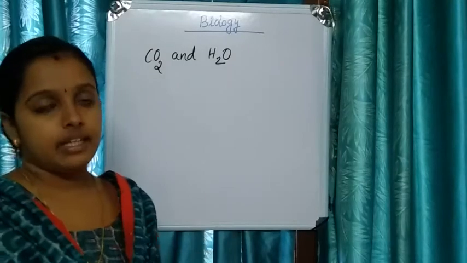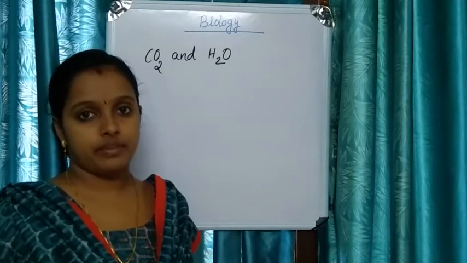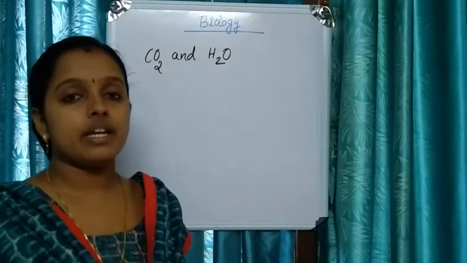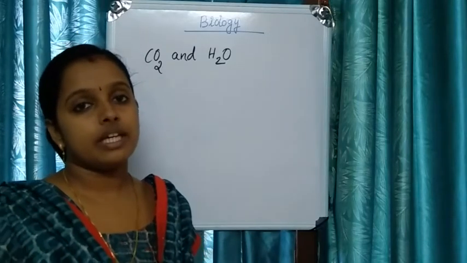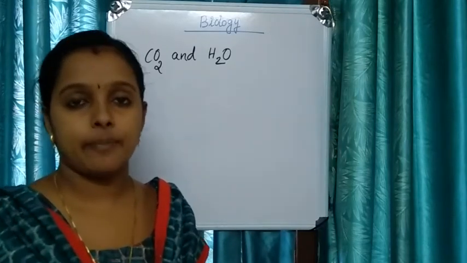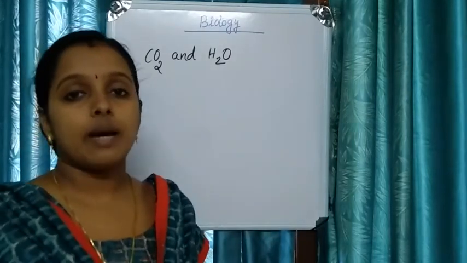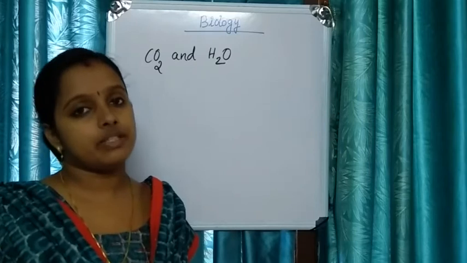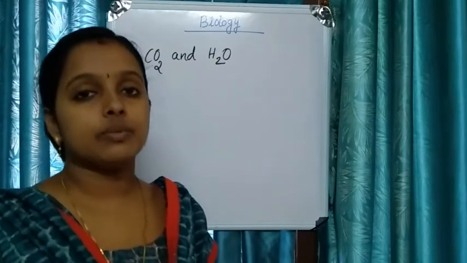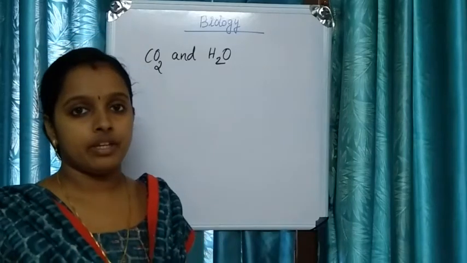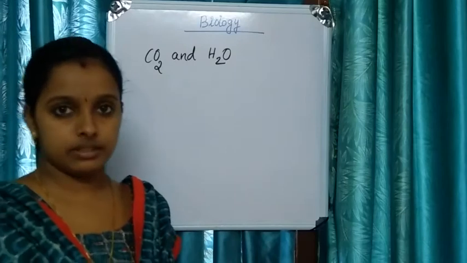Carbon dioxide diffuses from the atmosphere into the leaf through the stomata. Then water: roots absorb water from the soil and xylem conducts this water into the leaf. So these are the two raw materials for photosynthesis.